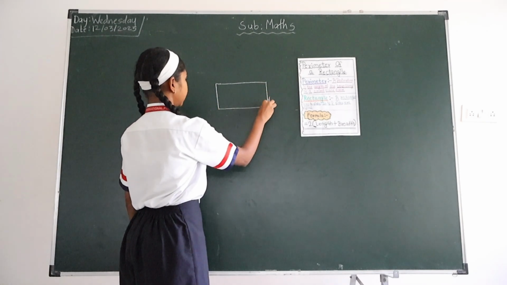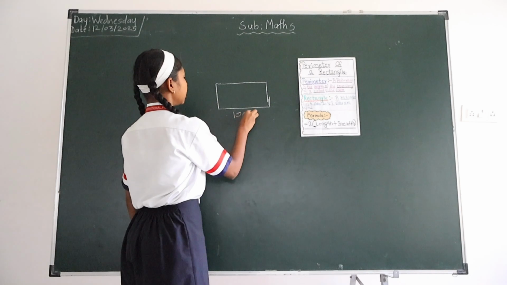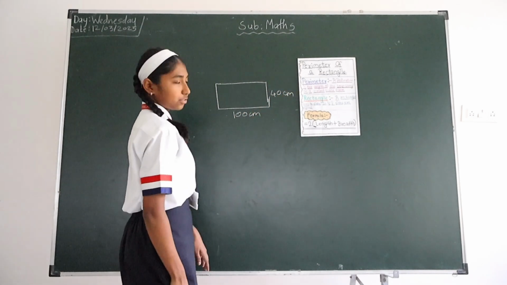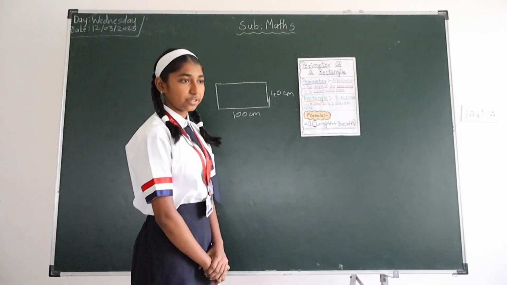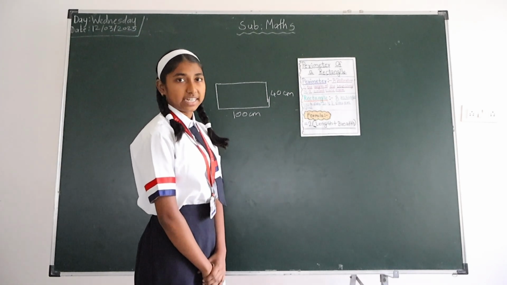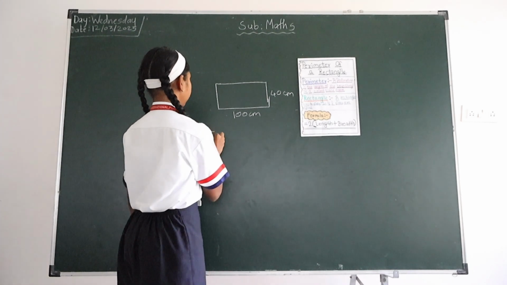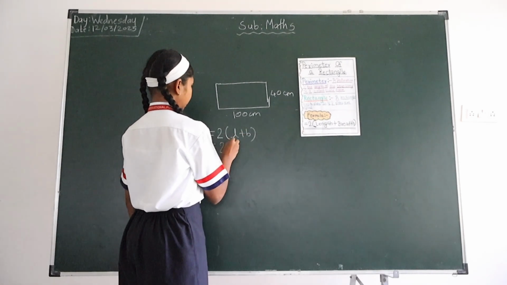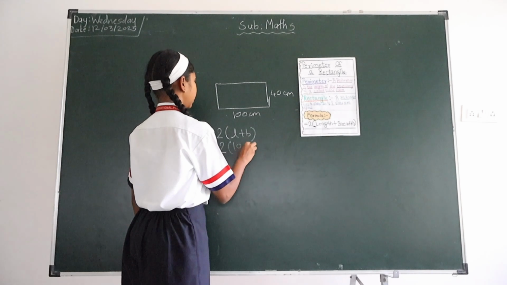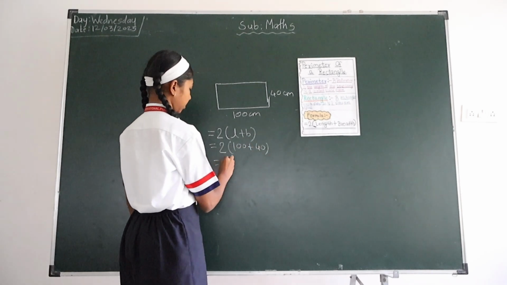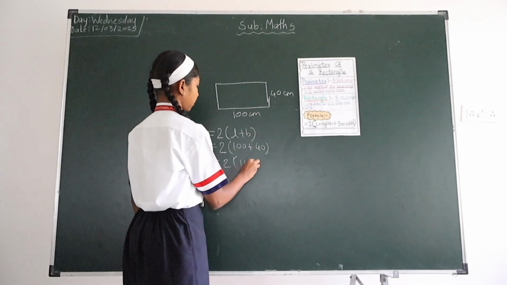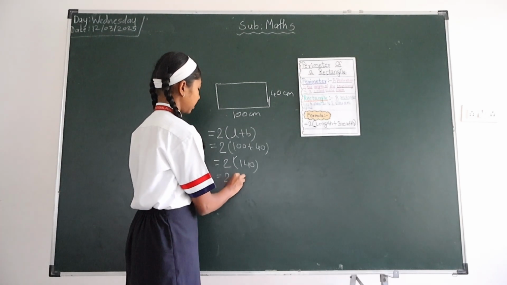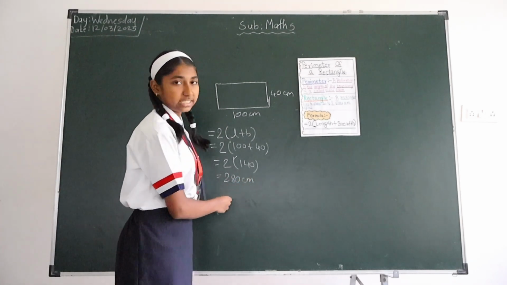This is a rectangle. The length of the rectangle is 100 cm and the breadth is 40 cm. Firstly, we have to know the formula. Formula of perimeter of a rectangle is 2 into bracket length plus breadth. We will put the values, that are 100 plus 40. 100 plus 40 is 140. Now we have to multiply 140 by 2. Then we will get the answer. It's 280. So the answer is 280 centimeters.